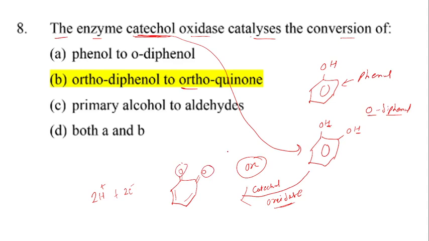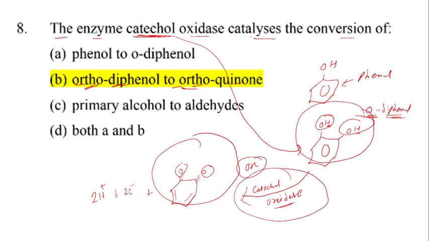So this is all about this reaction. Now you can answer this question. This catechol is also known as orthodiphenol. I have already written here orthodiphenol. Two phenolic groups are here, that's why it is a diphenol, and it is in ortho position. So from here to here this reaction is occurring due to catechol oxidase. So that's why the B answer is right. Clear? I think this question is clear.